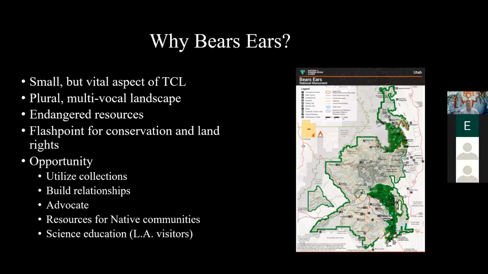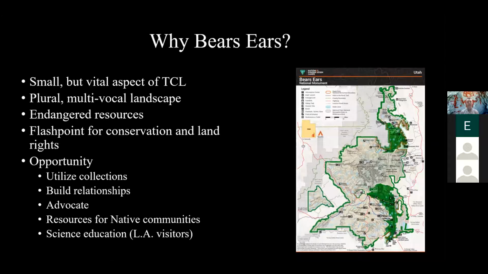Also, communicate the point that this is a plural and multivocal landscape. Really want to communicate to the audience that Native Americans are not just one people. It's very diverse perspectives that relate to a very similar land. It also has a lot of endangered resources, which I'll get to in the next slide. And therefore, it is a flashpoint for conservation and land management rights throughout the Americas. So it's very timely in that sense.